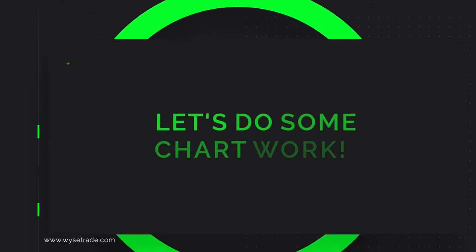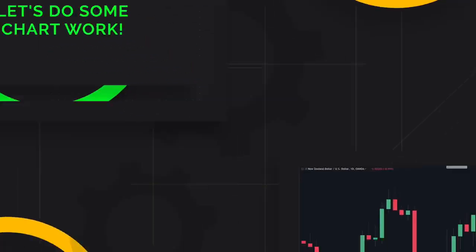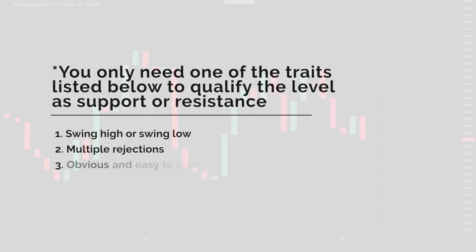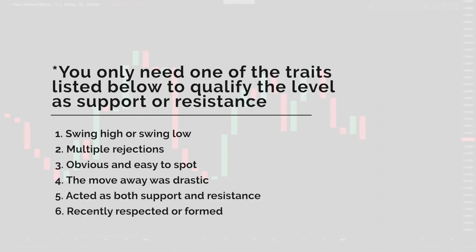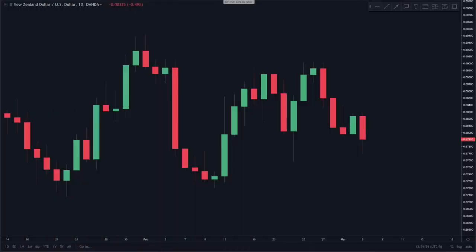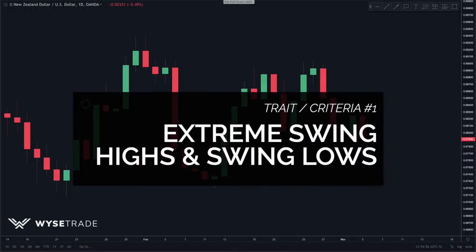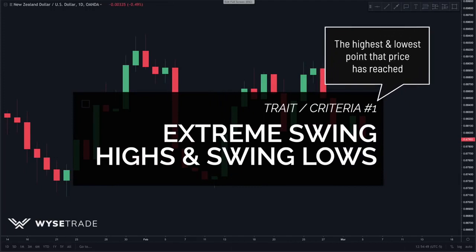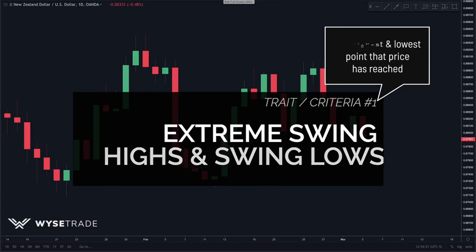So let's jump into the charts and break down each of these traits. Now, we're going to go through each of the traits we just listed, but more in depth on the charts. So starting with trait number 1, that will qualify a level of support and resistance, which is the extreme swing highs and swing lows, meaning the highest and lowest points that price has reached in recent time.